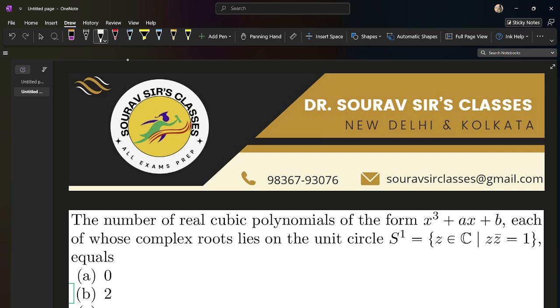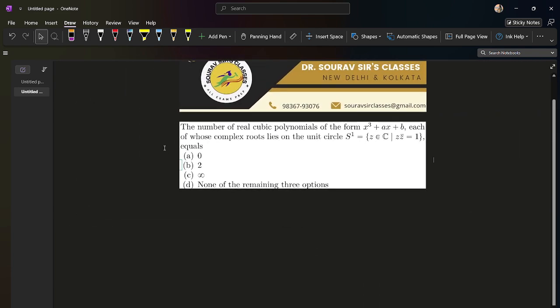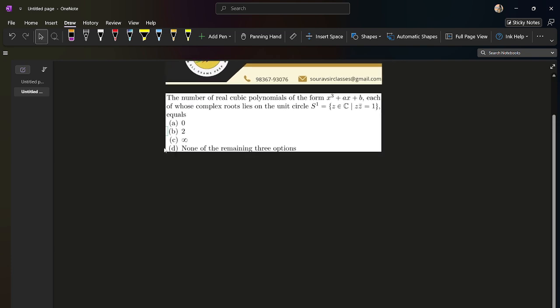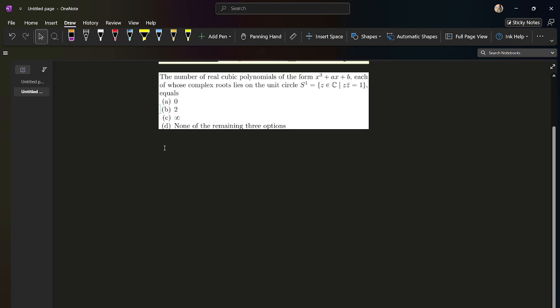Okay, so we are now solving a TIFR GS 2025 question. This question appeared in the question paper, and it asks for the number of real cubic polynomials of the form x cube plus ax plus b, each of whose complex roots lies on the unit circle S1, which is the set of z belonging to C where mod z is equal to 1. Option A is 0, option B is 2, option C is infinity, and option D is none of these remaining three options.